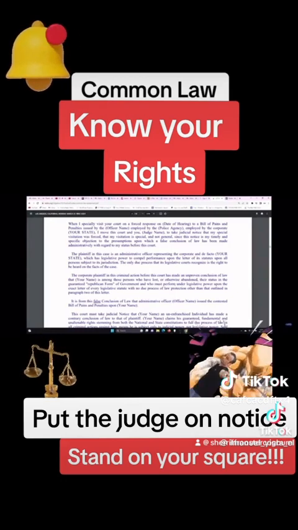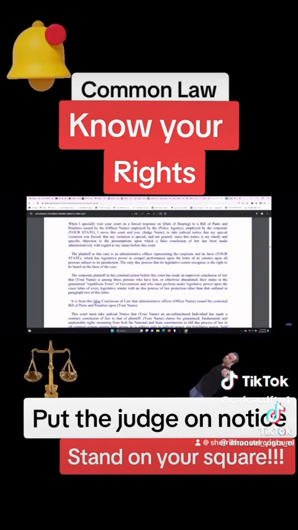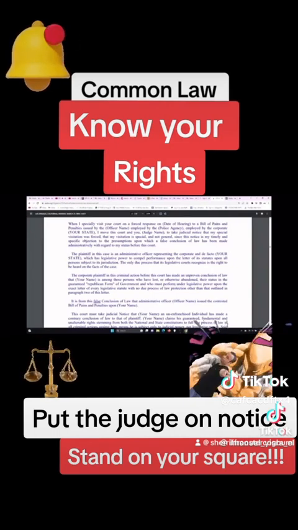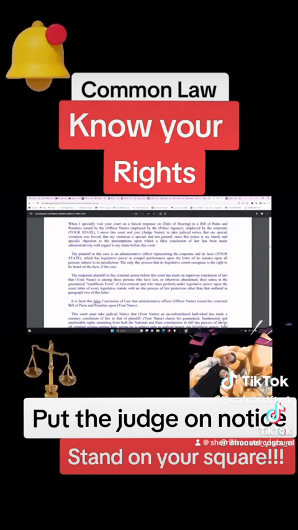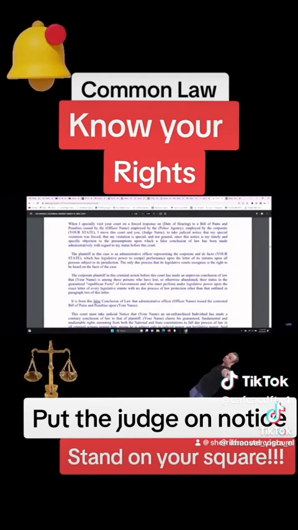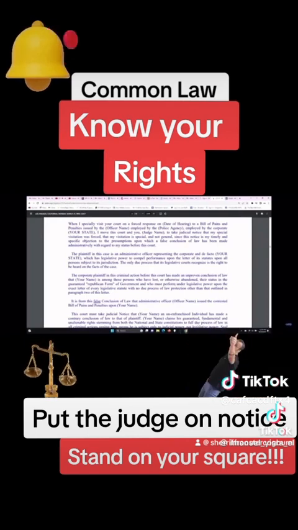But this judge is not doing it. She has a ministerial duty that she's doing. We need to look up the word ministerial duty. Ministerial duty. Write that word down because we're going to look at it later.